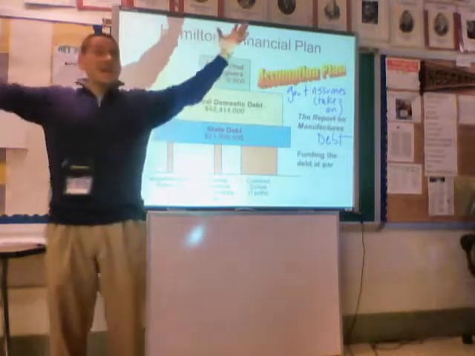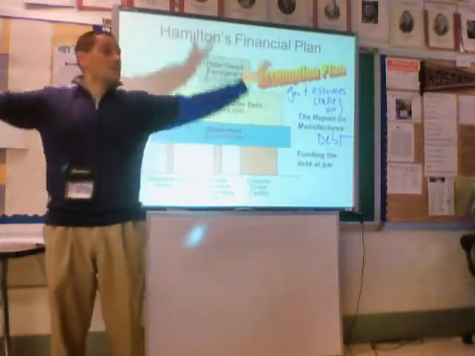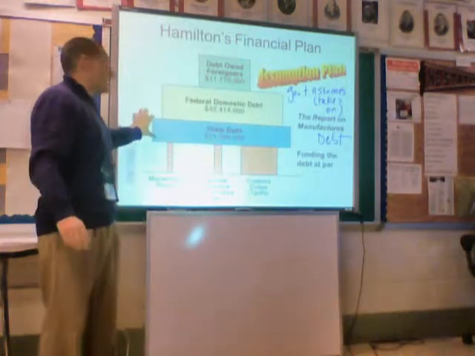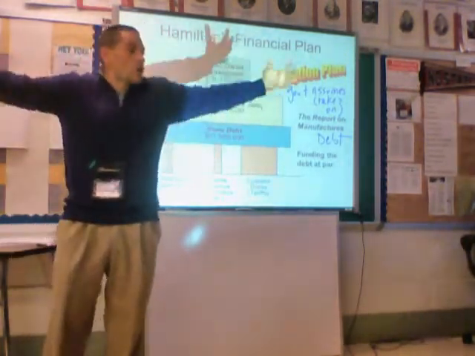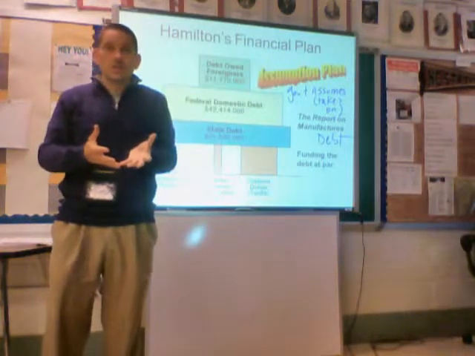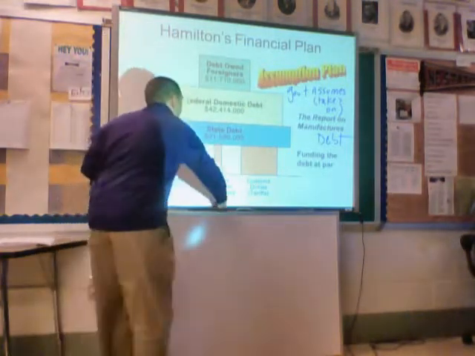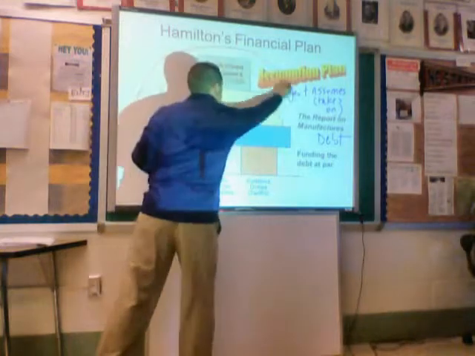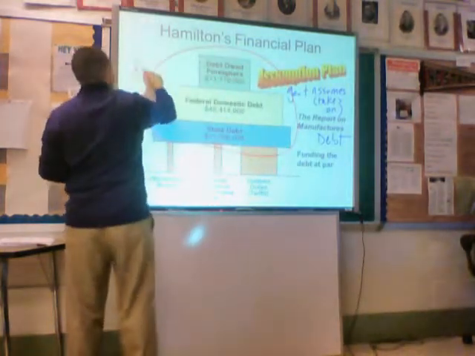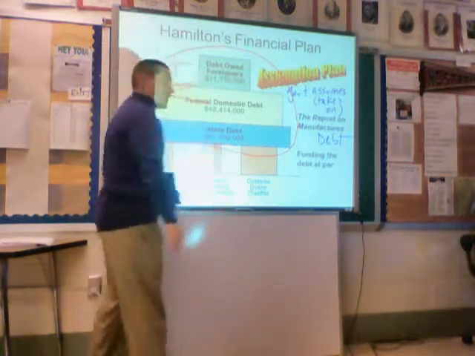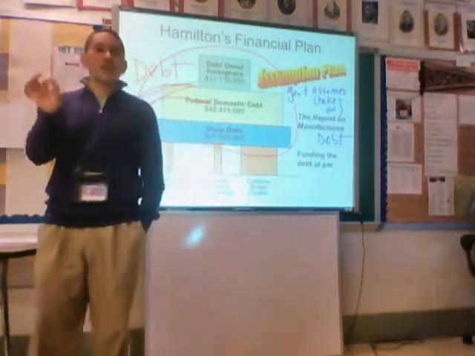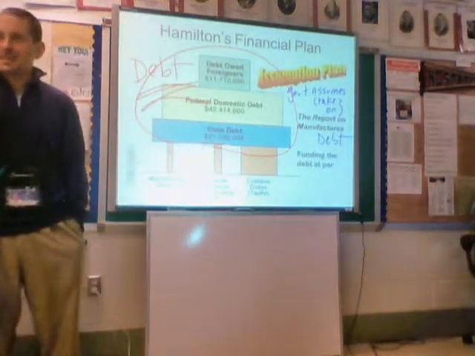Federal debt that has been accrued by the national government, and then any individual state debts, are going to be assumed. And they're going to be wrapped up in one big debt that the government will pay. The federal government will pay this debt.